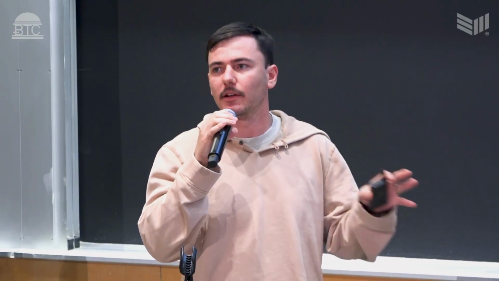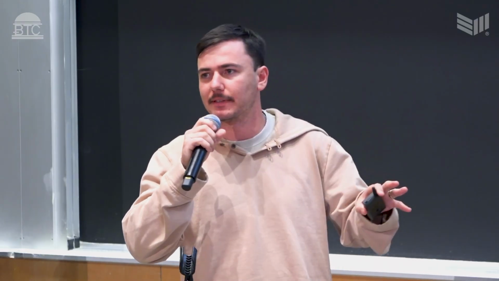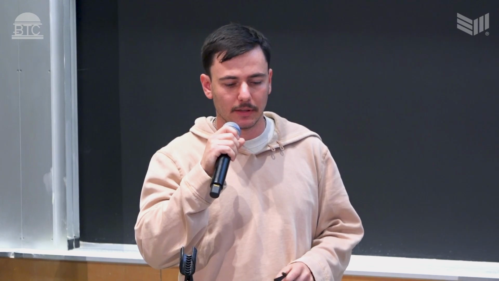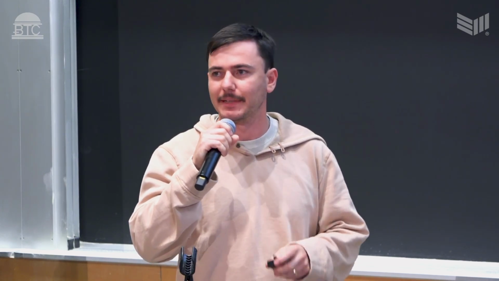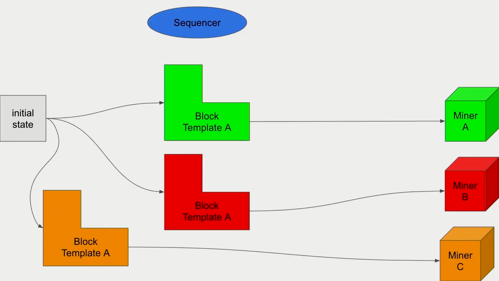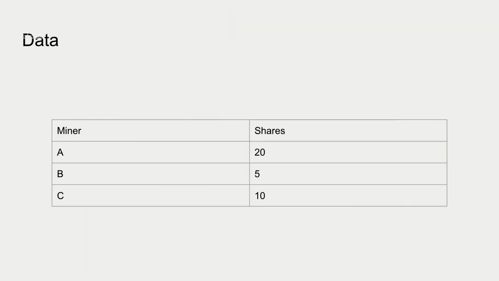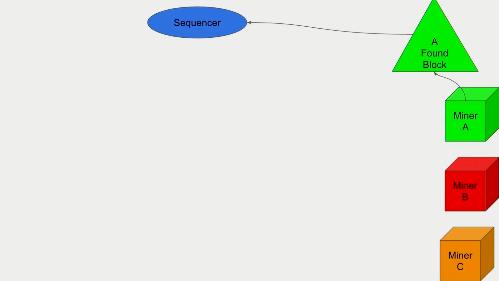So that's all a little bit abstract. So let's kind of map this out visually. So here we have a sequencer. We have some initial state of, this has been running for some time. And we're going to query, and all of our miners are going to ask for a block template to start mining on, and then they're all going to start doing their thing. The data at this point in time, let's just say randomly, miner A has 20 shares, miner B has 5 shares, and miner C has 10 shares. That's the data that the contract is storing.